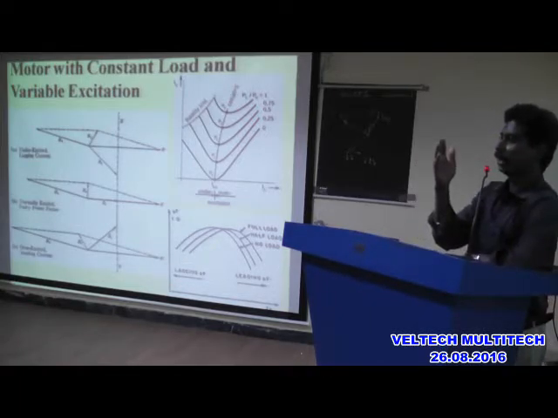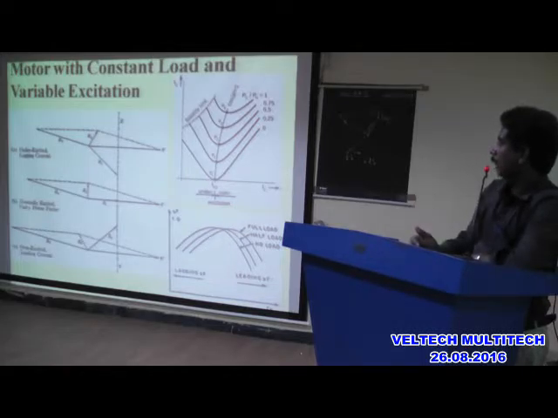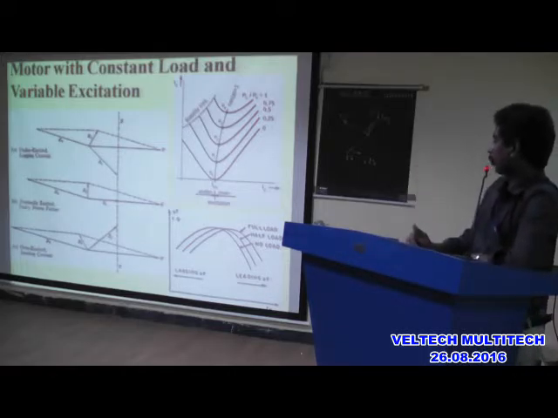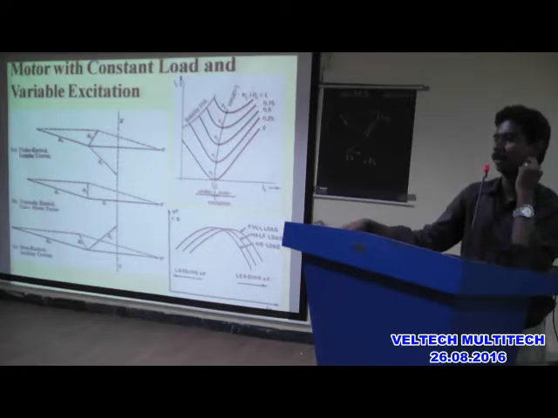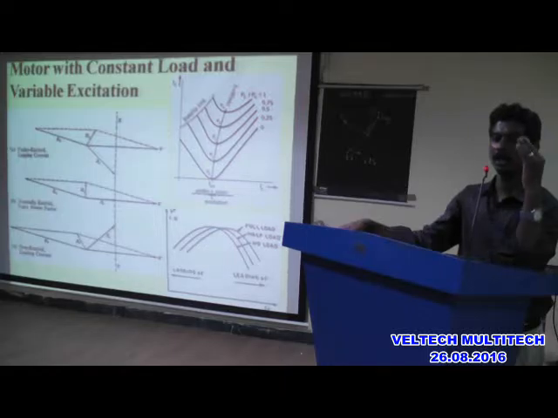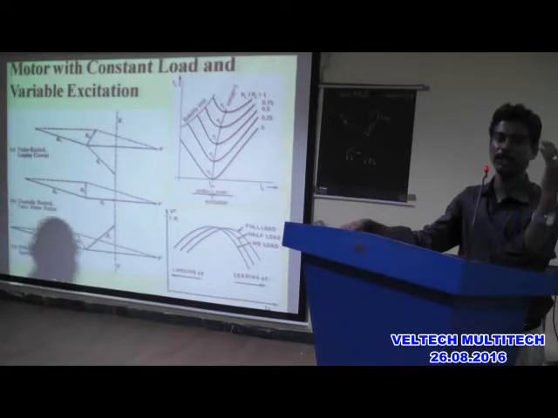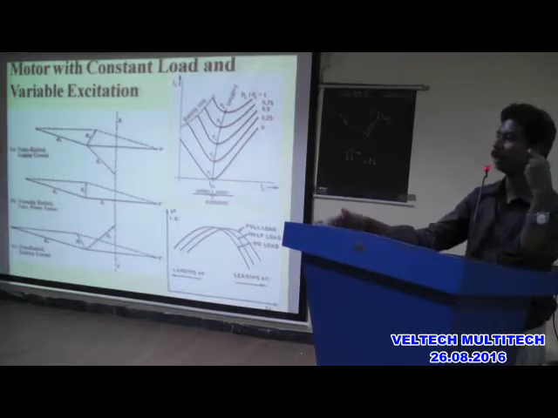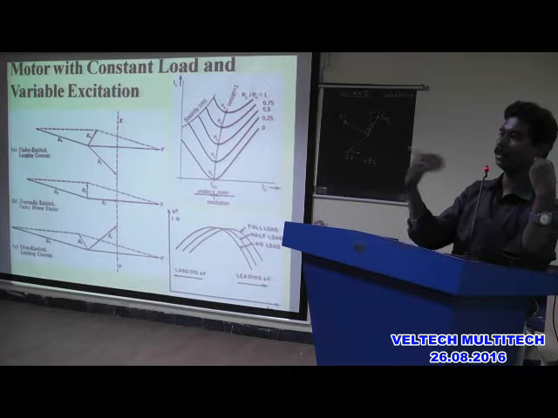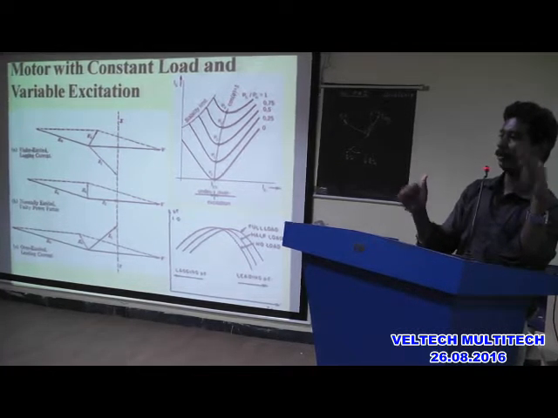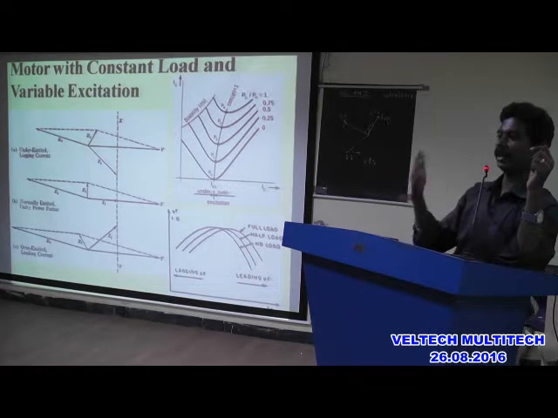Now like that, this is the V curve and inverted V curve. The V curve gives the relationship between Ia and the field current. The inverted V curve gives the relationship between power factor and the field current. If you increase the excitation, this is the unique feature of the synchronous motor. In case of an induction motor, you cannot control the power factor. An induction motor always runs with a lagging power factor. But a synchronous motor is capable of operating at all power factors: lagging, leading or unity. How can you achieve this? By varying the excitation.